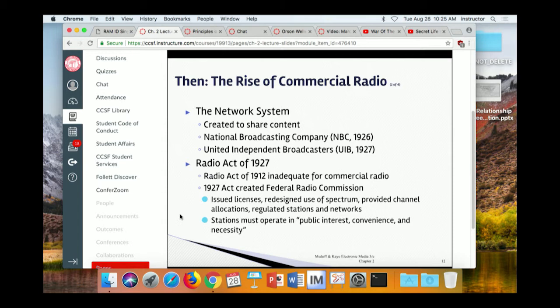So for a long time, you had NBC against CBS, two big networks. And of course, those networks were not owners of broadcast stations themselves. They gave the content away to stations all over the country that became what they called affiliate stations. They were stations that contracted with the network to play the content.